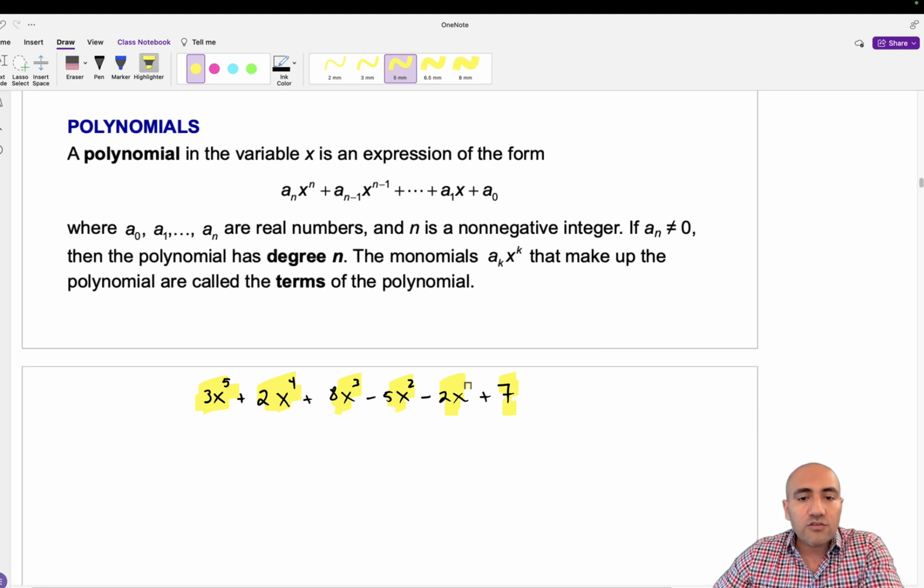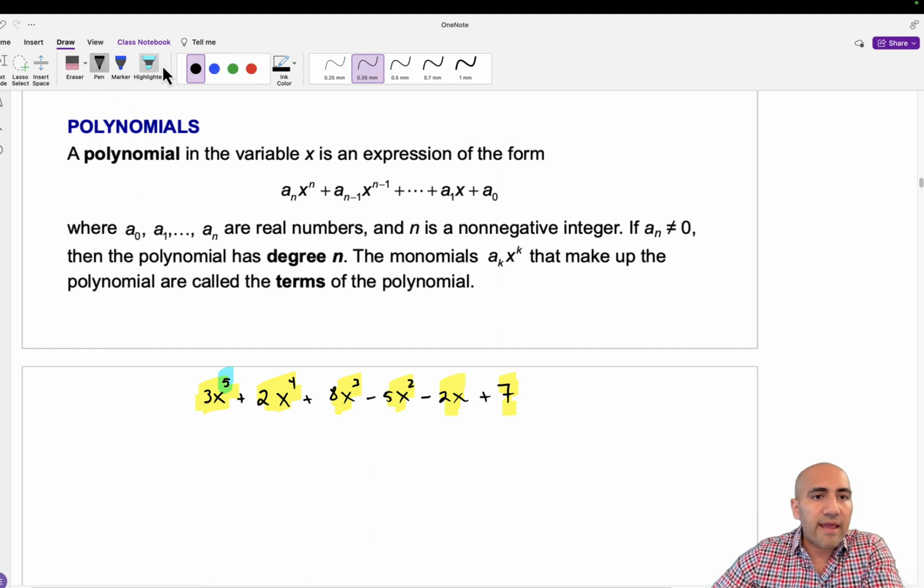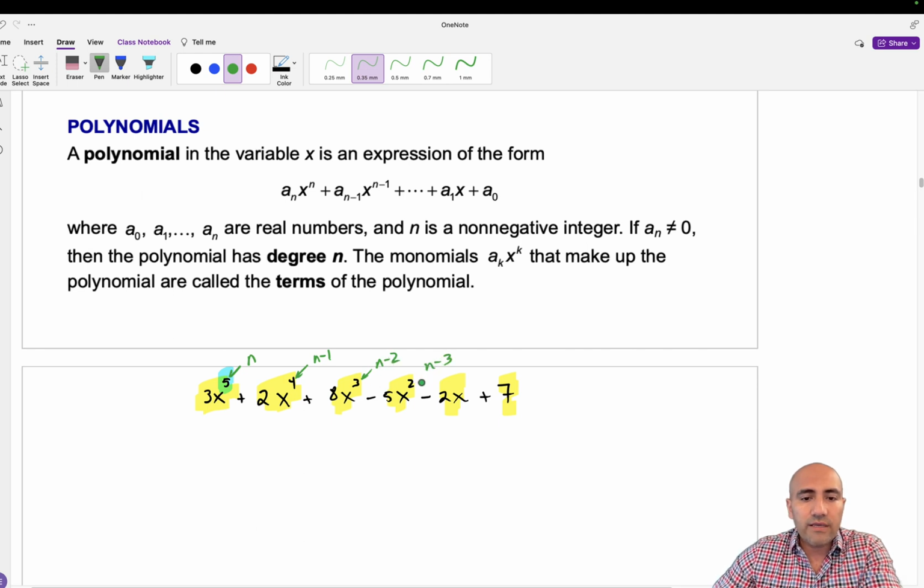Okay, the biggest degree on our independent variable is this 5, right here. So this is a polynomial of degree 5. And the reason they're saying that if a sub n does not equal 0, this a sub n refers to the constant in front of here. So just to make it match, this is saying that this guy right here is n, and then this guy is n minus 1, right? If n is 5, n minus 1 is 4, and then n minus 2 is 3, and then n minus 3 is 2, and so on and so forth.